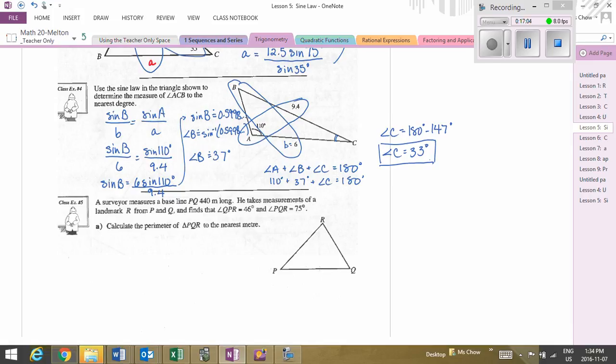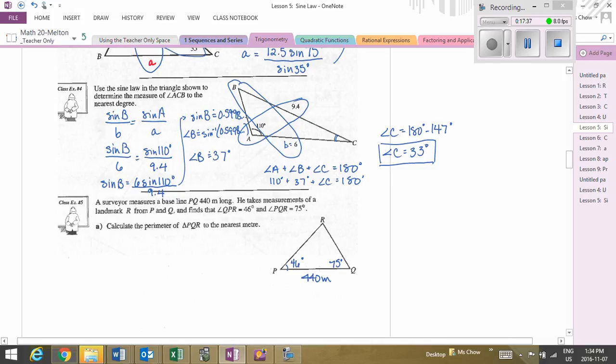Okay, moving on to class example number 5. A survey measures a baseline PQ that is 440 meters long. We can see that they've drawn in that triangle for us, so we'll just label in that length. So PQ is 440 meters. It takes measurements of a landmark R from P and Q and finds that angle QPR is 46 degrees, and PQR is 75 degrees, and we're looking for the perimeter.